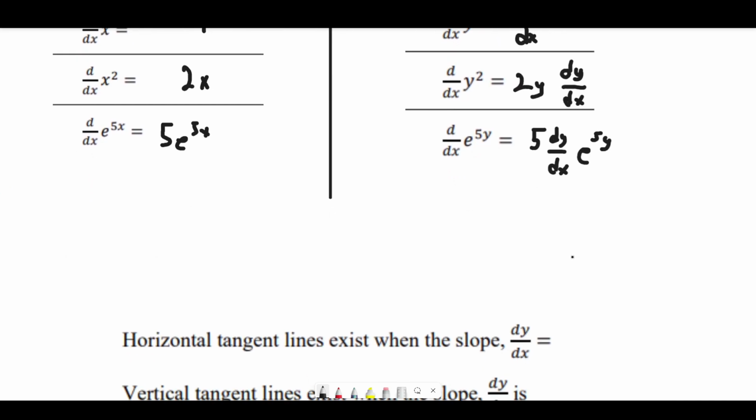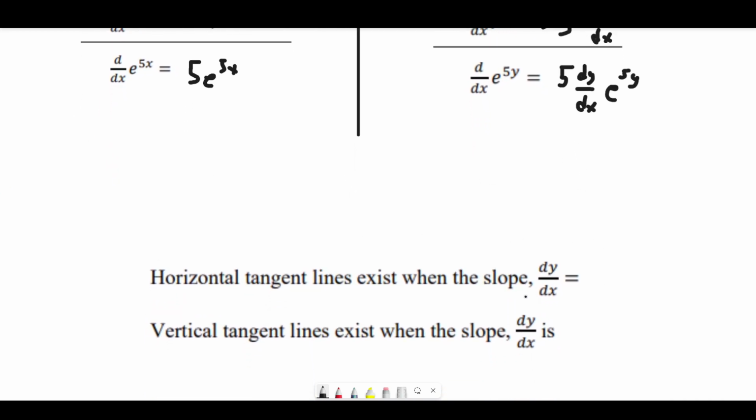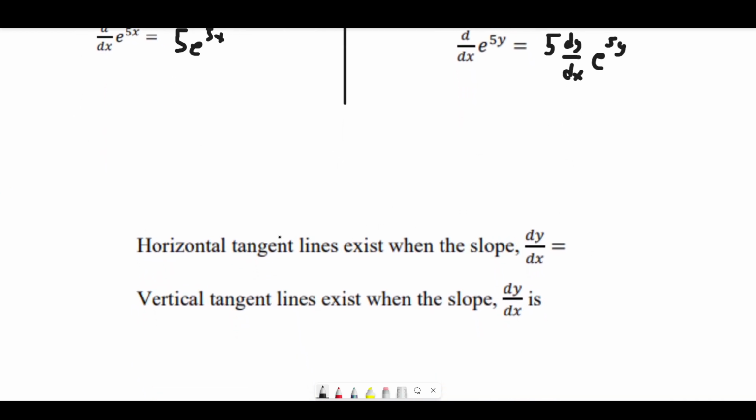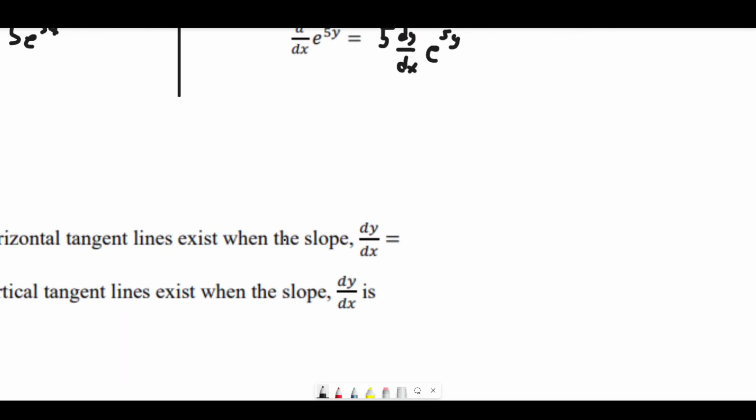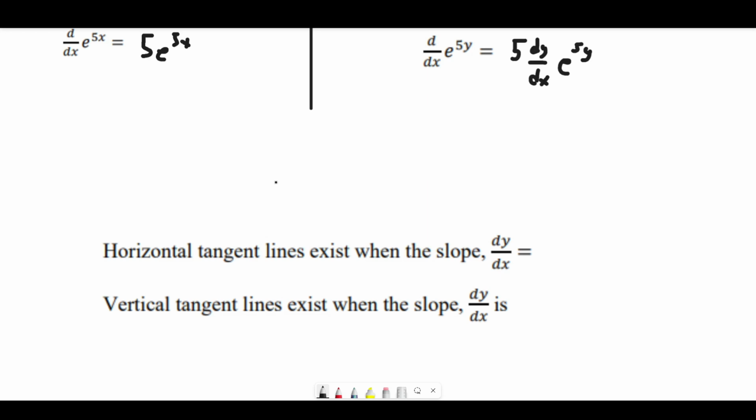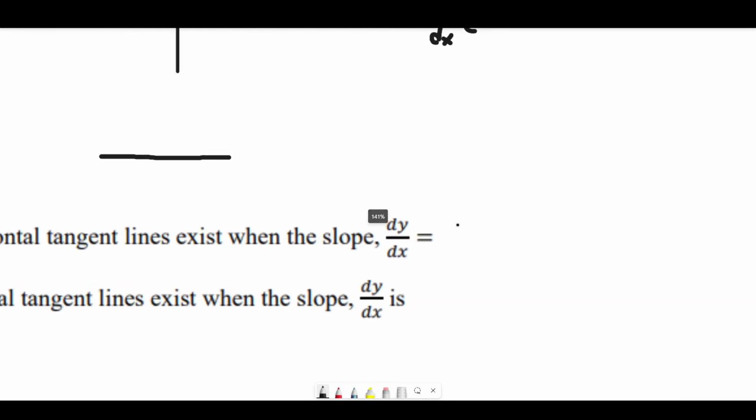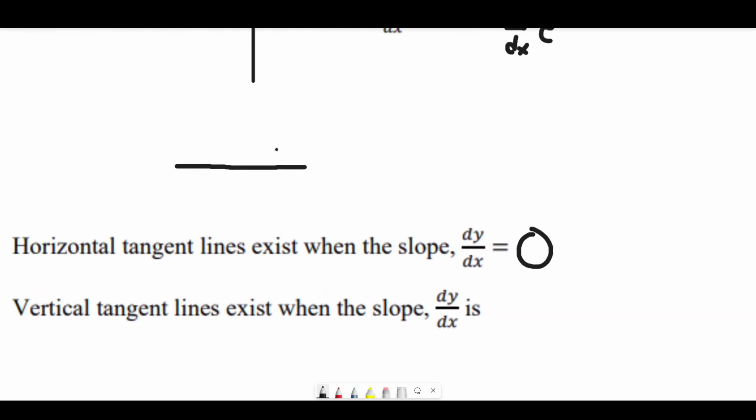We're going to keep on going down and show some examples later on. And then we have our tangent lines. It says right here, horizontal tangent lines exist when the slope dy/dx is 0. That just means when our derivative at a certain point looks like a straight line, dy over dx is going to be 0 because it's not increasing nor decreasing, it's just straight.